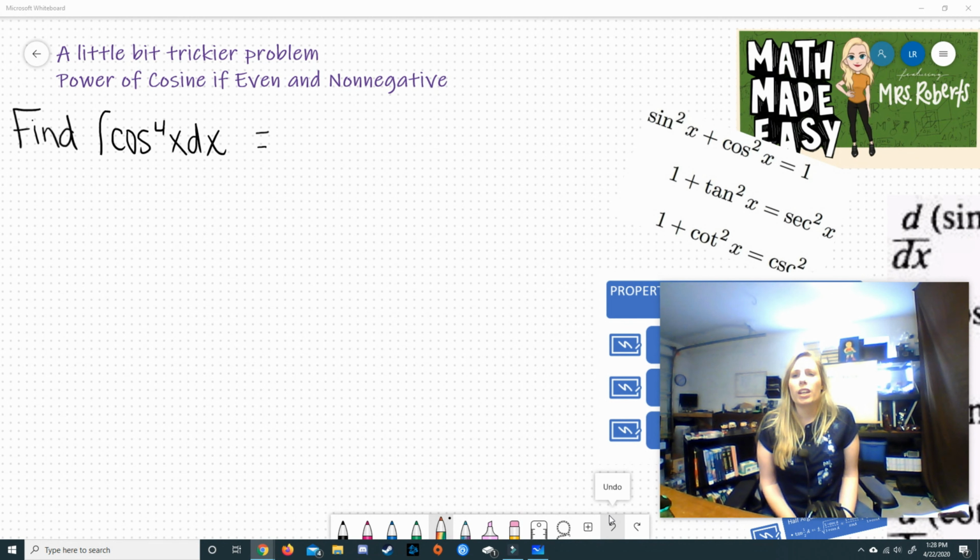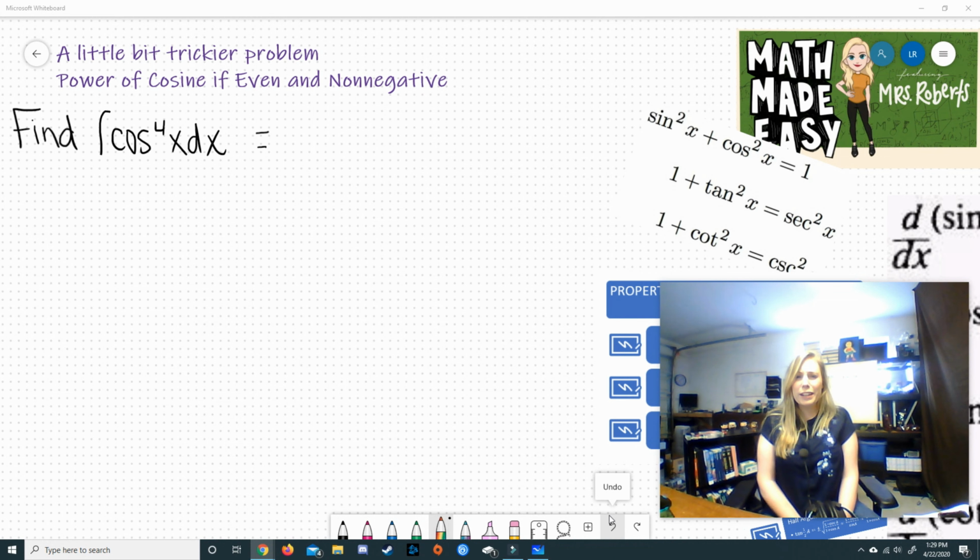Now, here's the thing. We don't have cosine and sine, and we don't have an odd and an even power. So we have to think about this problem a little bit differently. What in the world am I going to do with cosine to the fourth power? Because if I try to do a u substitution with u to the fourth power, I don't have du. And so that u substitution is not going to work.